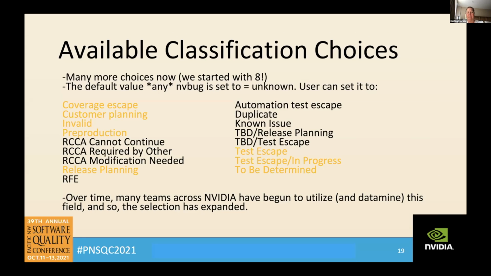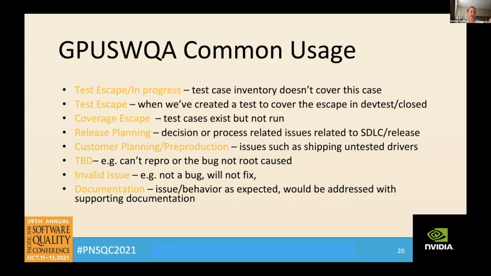I only have a few other slides left. So the available classification choices, again, I showed you the field. There's many more choices now. When we first started this, we started with 8, and now there's many more. The fields in orange are the categories that we lean into and data mine the most. Many teams continue to utilize this and data mine. This will actually expand over time. Again, just another step through what they mean: test escape in progress, coverage escape, release planning.